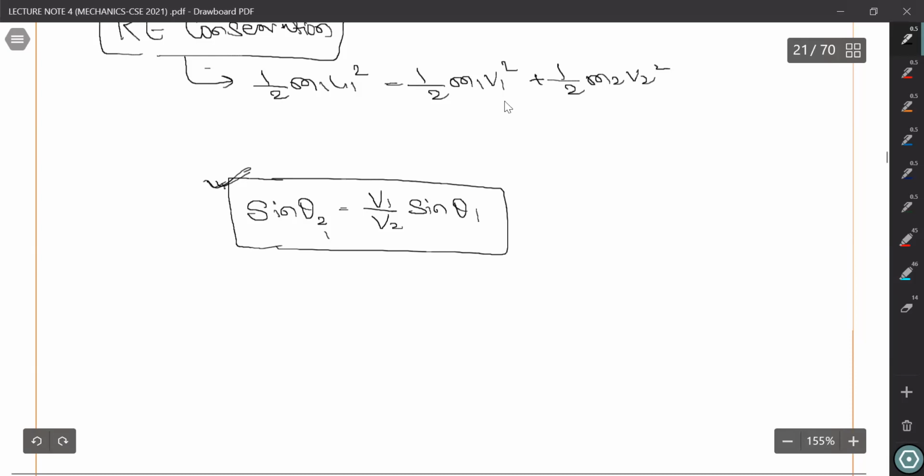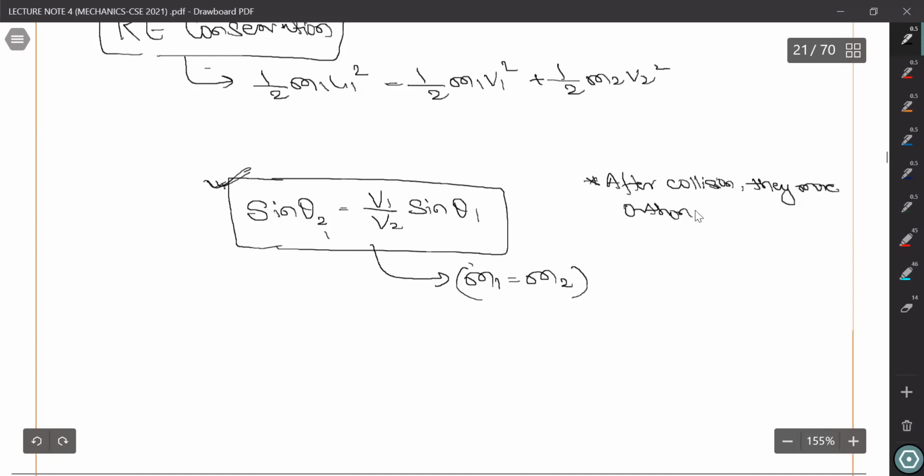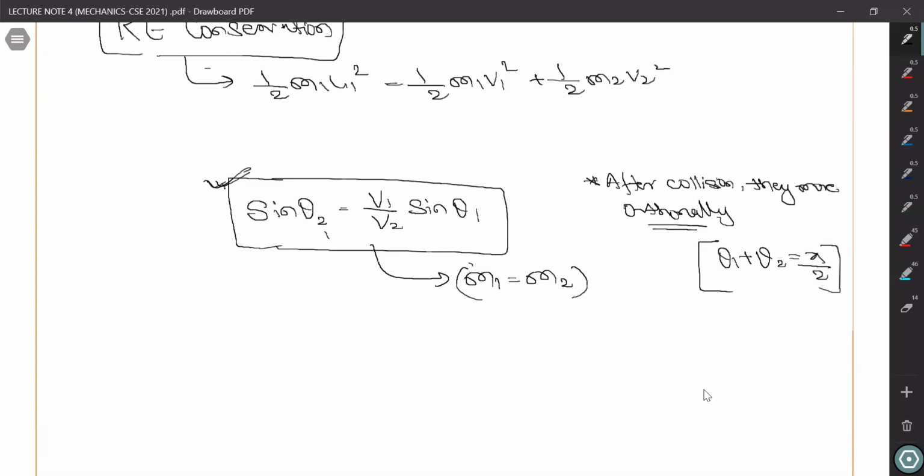And also, this is when m1 equals m2. If we consider the same mass, one thing is clear: we know that after collision they move orthogonally. So you can write theta 1 plus theta 2 equals pi by 2. You can always write that, right? You can use this when you are writing the center of mass frame.